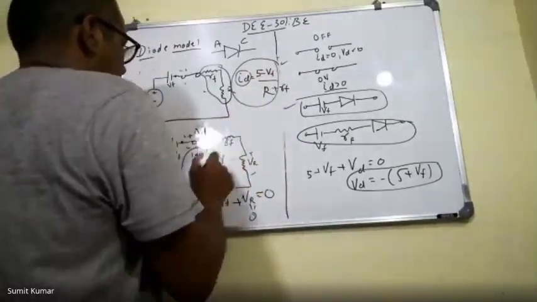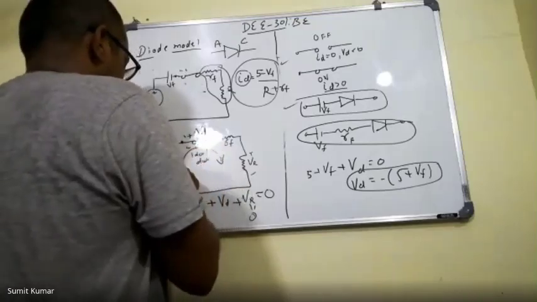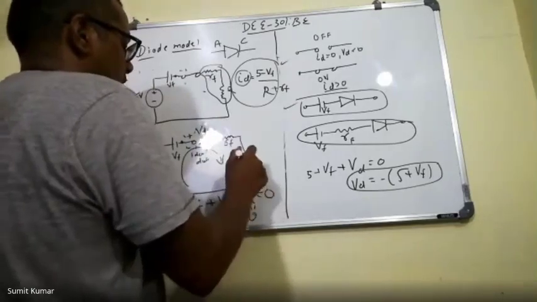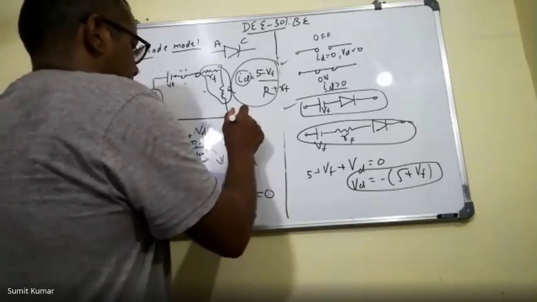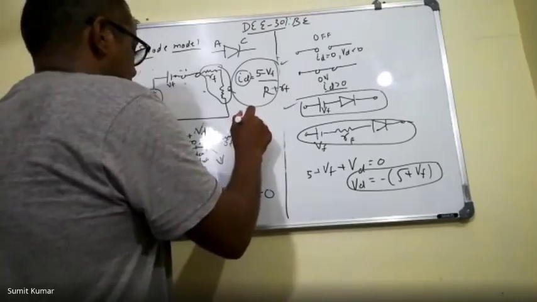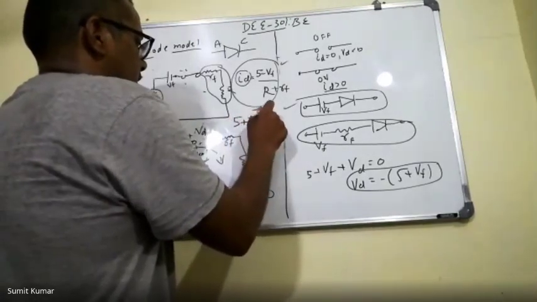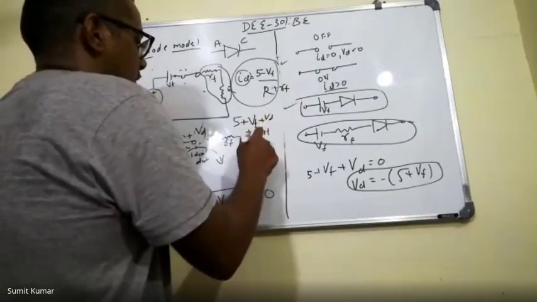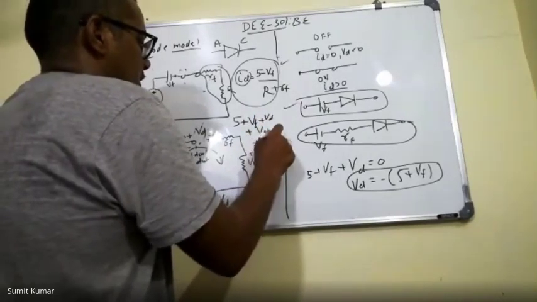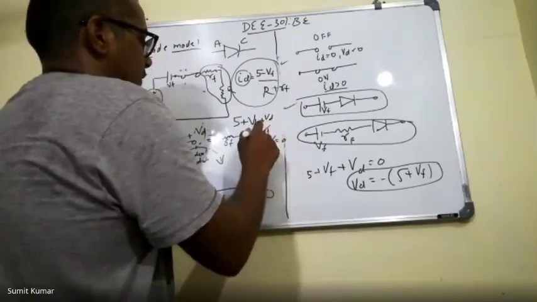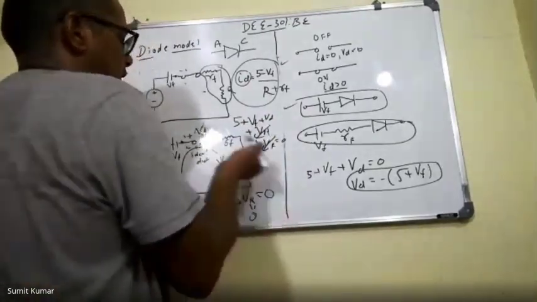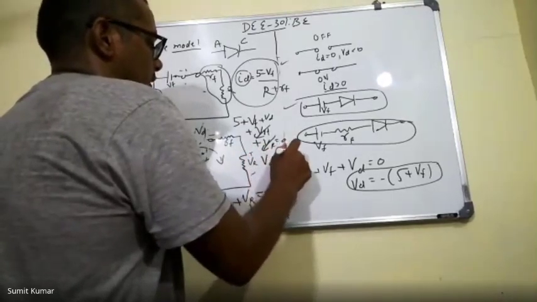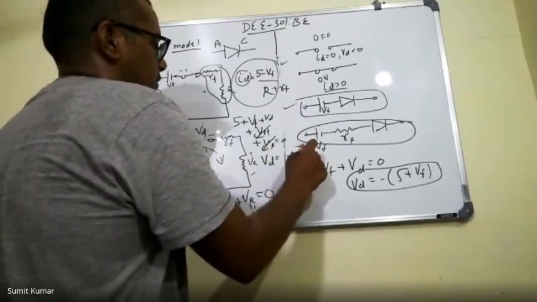And again, let us apply the KVL here. And here you can see this RF and R. Again, this is the combination. So 5 plus VF plus VD, the voltage across this small RF, and the voltage across this small VR, and we know that the voltage across this RF and VR will be zero because there is no current flowing. So the voltage across the diode is minus 5, which is not changed here.